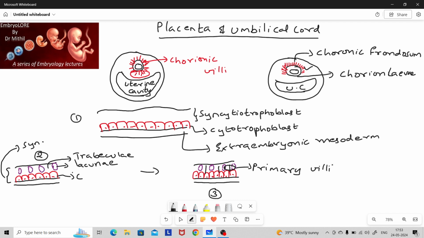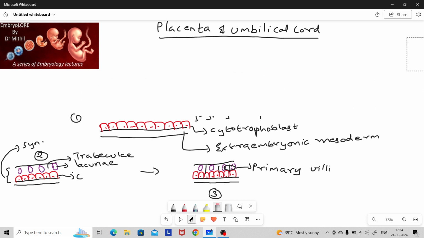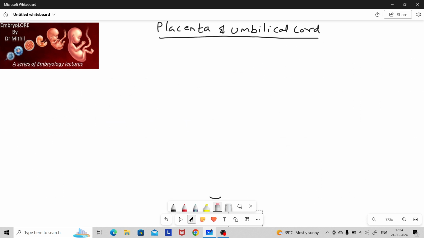Before going further, let me stress what the villi actually are. Going back a few moments to what we have taught, from the surface of the chorion, which includes the trophoblast and extraembryonic mesoderm, small finger-like projections arise, and they are termed the villi. Now these villi are of different types: primary, secondary, and then the tertiary. Let us try to understand pictorially what the different types of villi are.